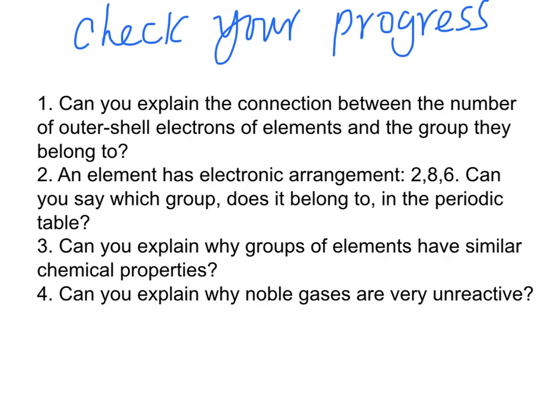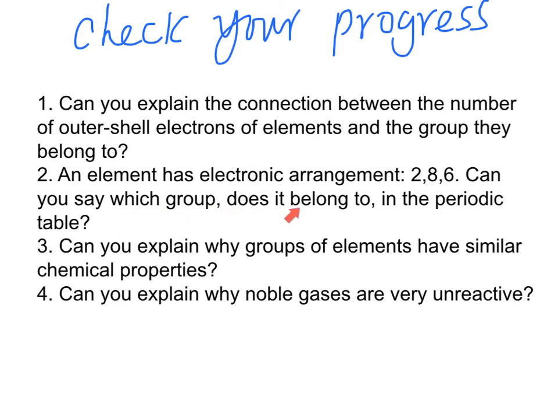Now for the answers. Can you explain the connection between the number of outer shell electrons of elements and the group they belong to? As you know from the previous page, the group number is the number of outer shell electrons. In other words, the number of outer shell electrons is the group number of that element. For example, aluminium has 3 electrons on its outer shell, and so it belongs to group 3.